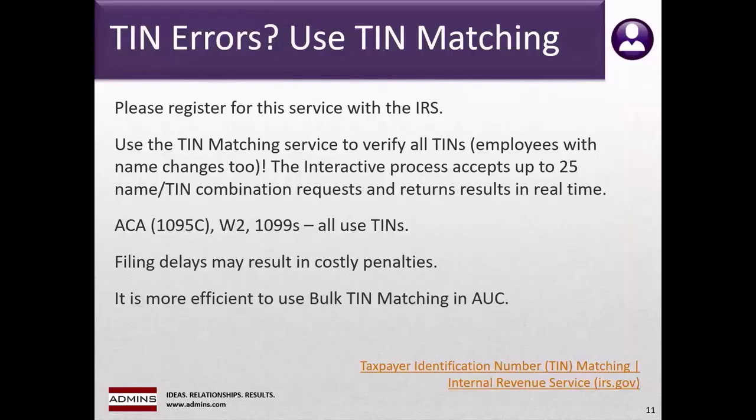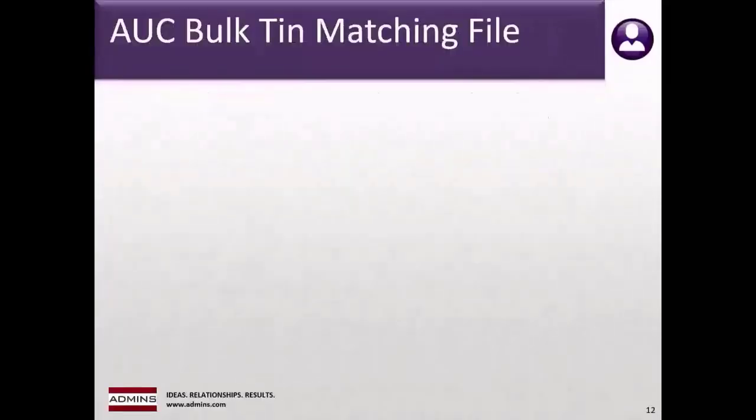You can use it throughout the course of the year as employees are hired, or whenever an employee has a name change or other change. There are 2 options. The interactive process accepts up to 25 name and TIN combination requests and returns results in real time. However, AUC has a process that will create a file needed for bulk TIN matching, which may be more efficient for you.